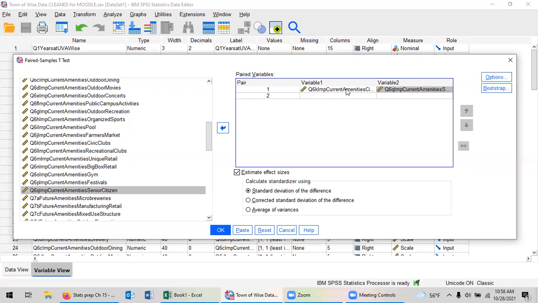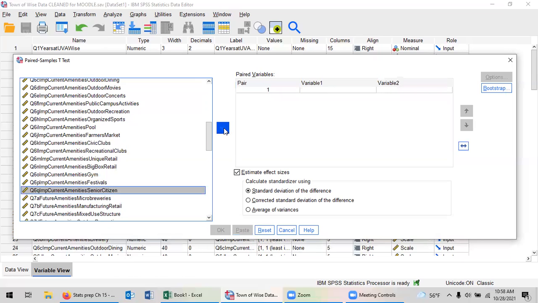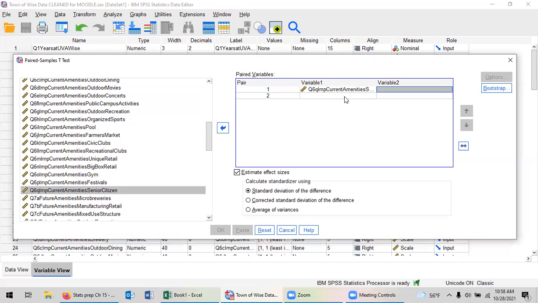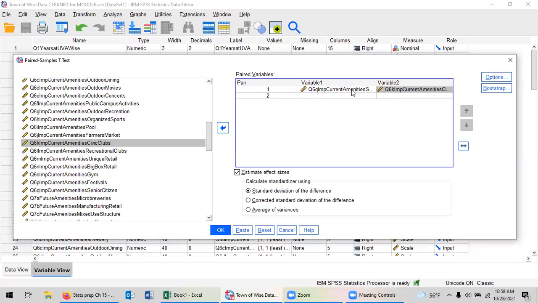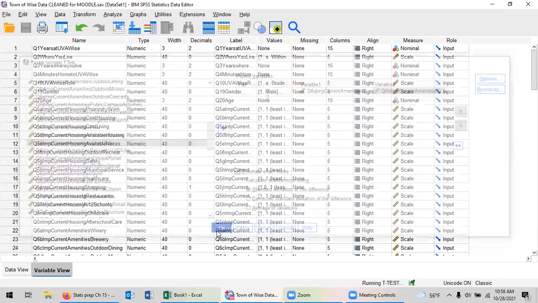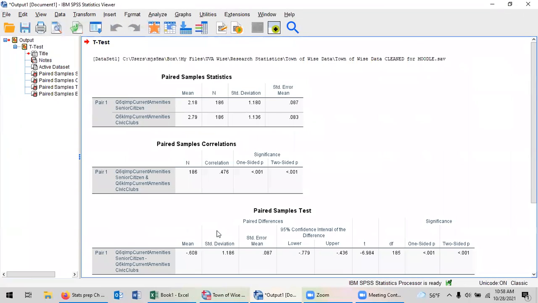Okay, so again, you've got our two variables. If you mess up, you can move them back over. You can click and drag just like you did before. If you want to do a different pairing, you can double click on them both and move them back over. Let's see, we got our seniors. Let's do civic clubs. Okay, so now we've got them back in here. We're going to say okay. And just like before, it's going to pop up an output box.